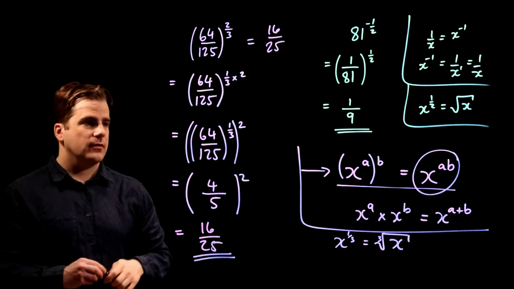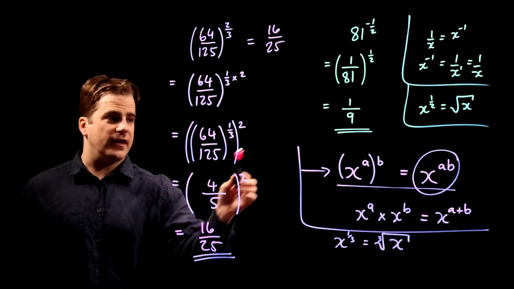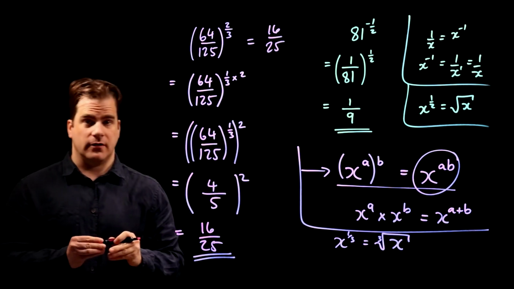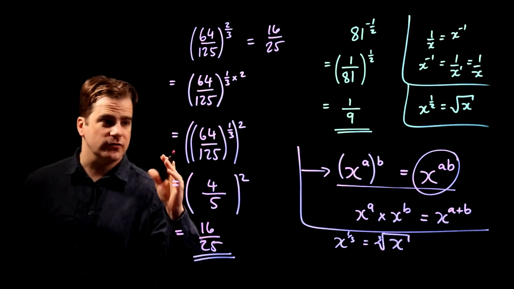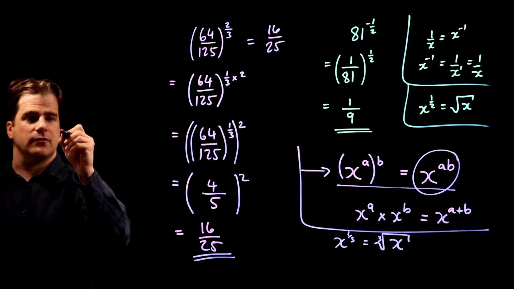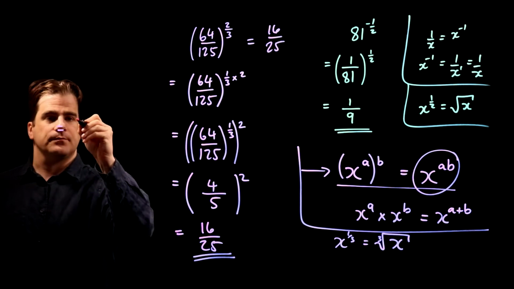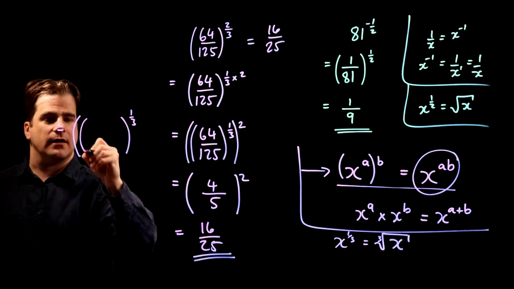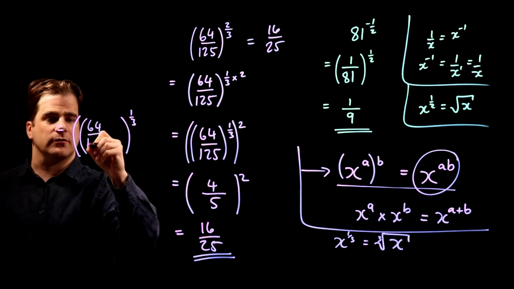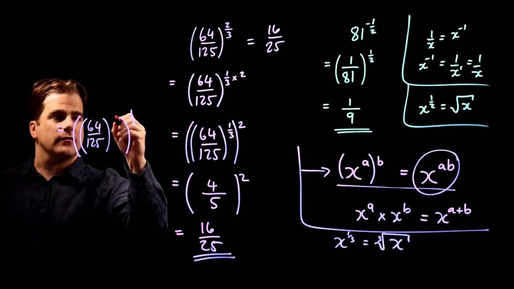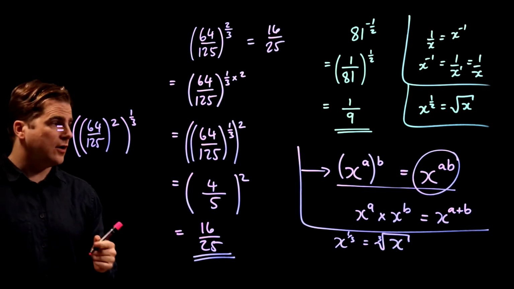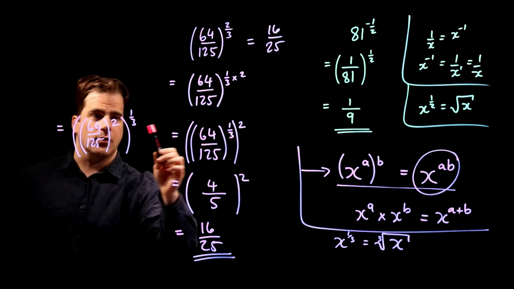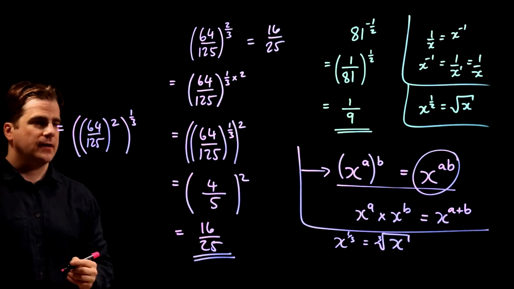Now, I could have written this with the squared inside and the third outside. So it would also be mathematically correct to write this: a third on the outside and 64 over 125 to the power of 2 on the inside, because 2 times a third is the same as a third times 2. Order of multiplication doesn't matter.